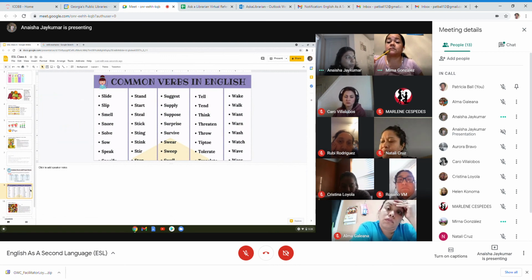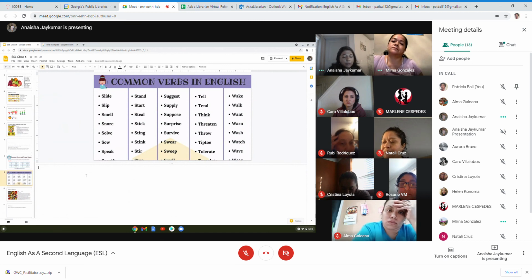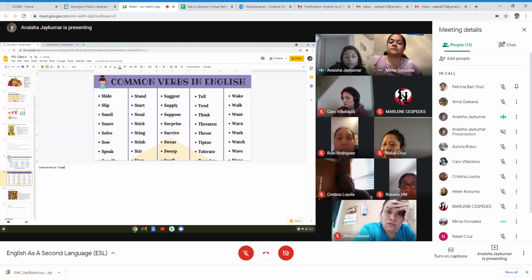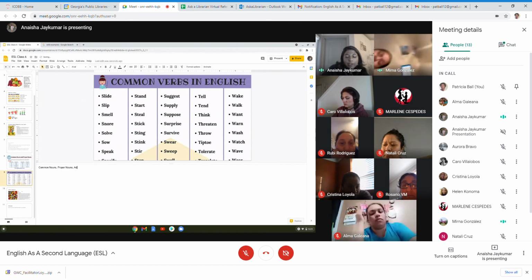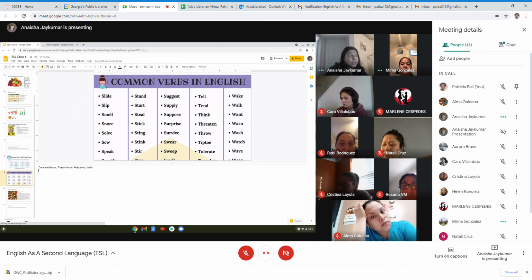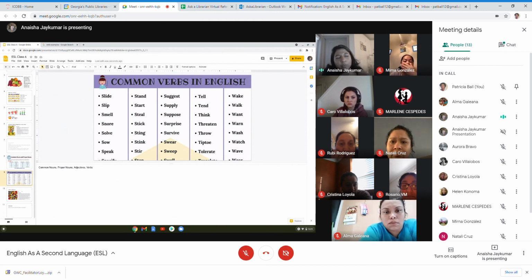So remember, common nouns, proper nouns. We learned about adjectives and verbs. As the last exercise, can someone give me an example? Tell me a sentence with a verb. You can use any of these verbs here. Ruby, do you want to try? Tell me an example with a verb.